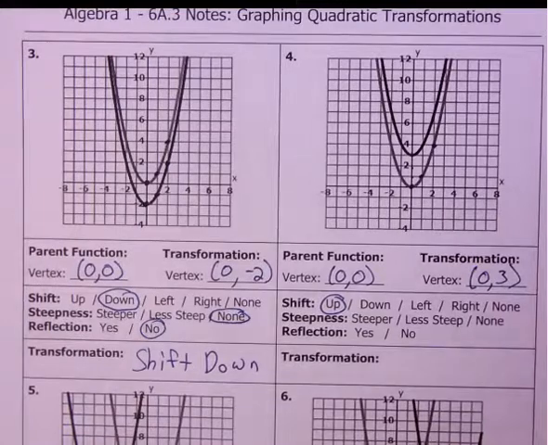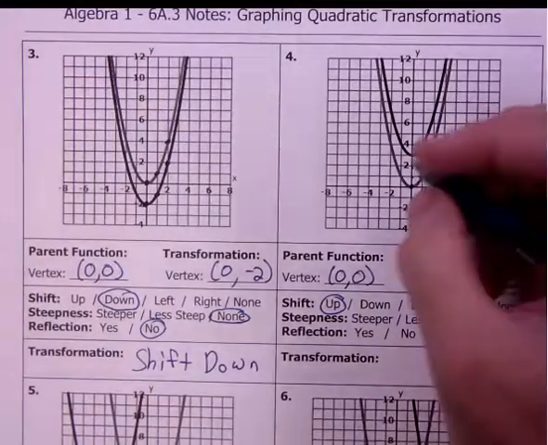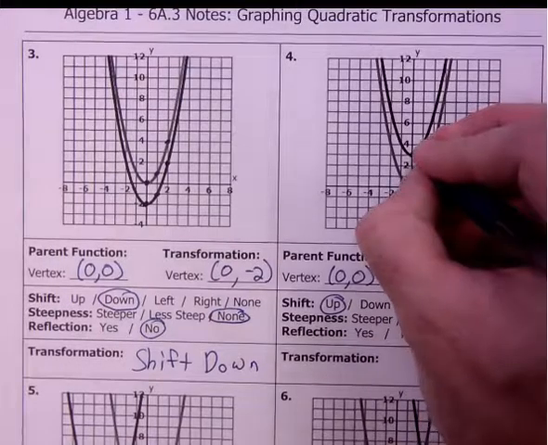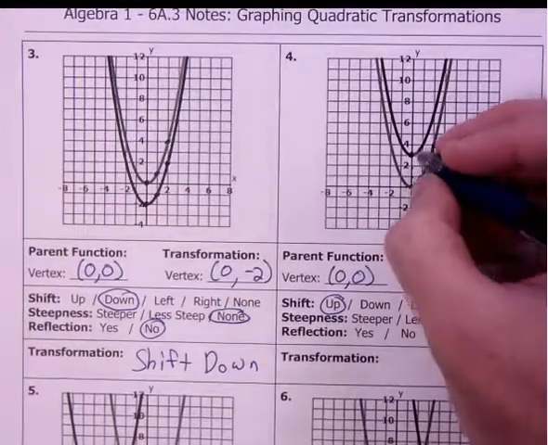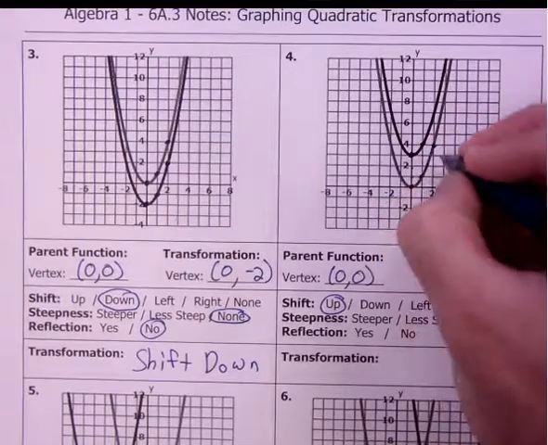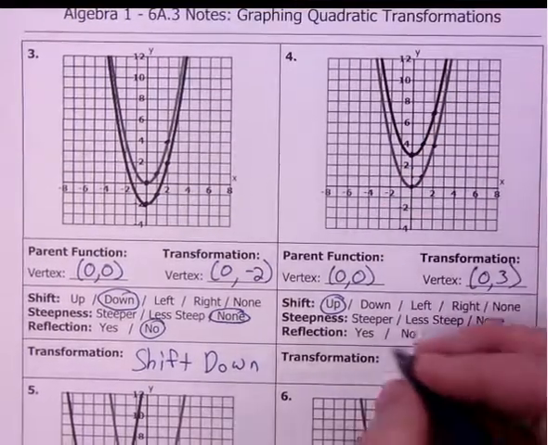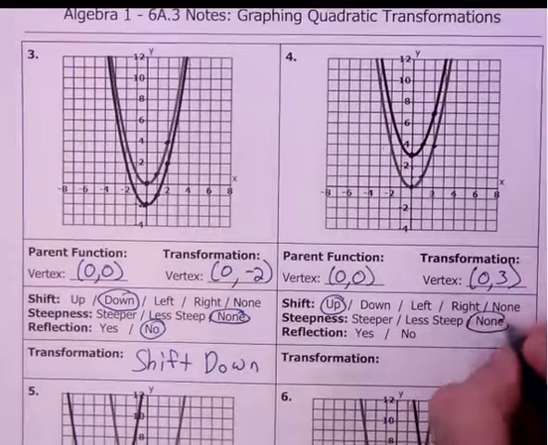Next, it looks like it would be steeper, but let's check that pattern again. If this was our starting point, 0, 0, over 1, up 1 is still on the line, over 2, up 4 is still on the line. So that is going to be the same, so none.